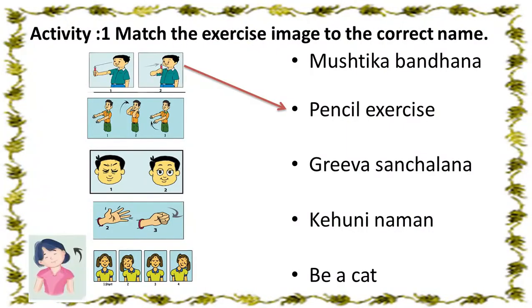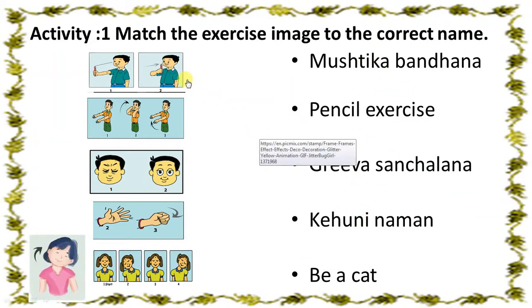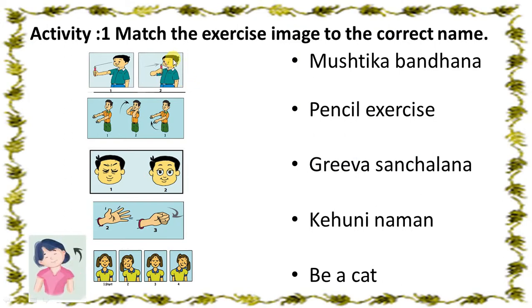We have again 5 sets of exercises with their names. We have to match them with their respective names. Can you guess the first one, children? Yes, it is pencil exercise. We have to draw an arrow. Similarly, you can do it for the remaining questions.